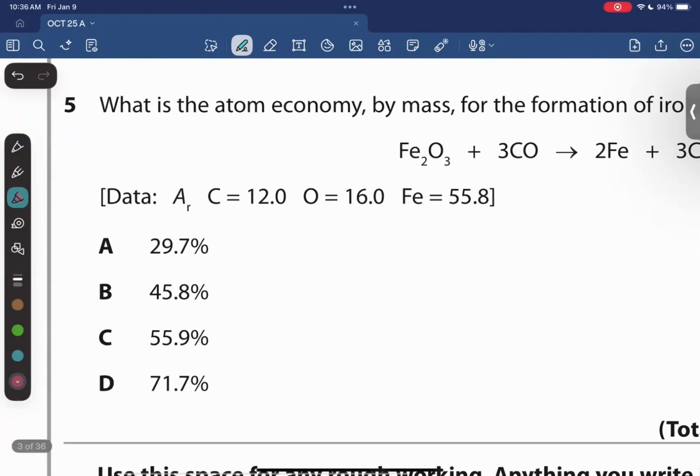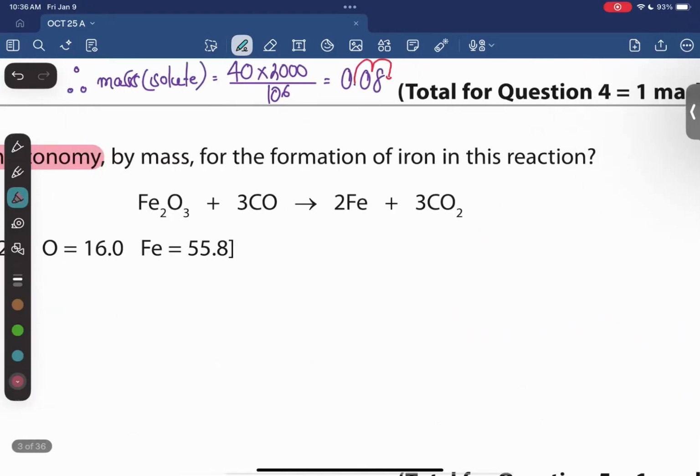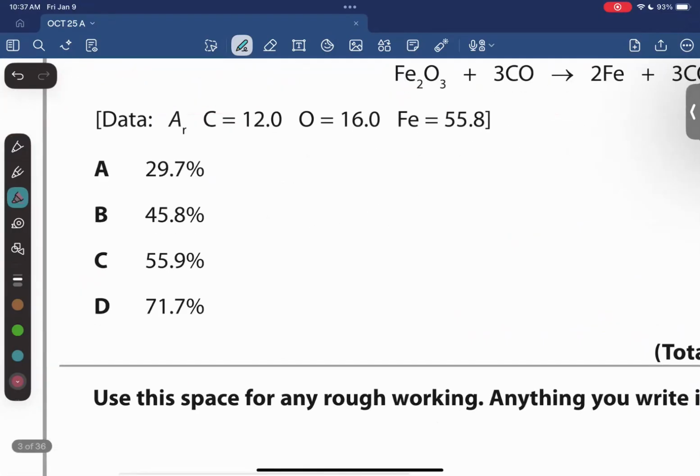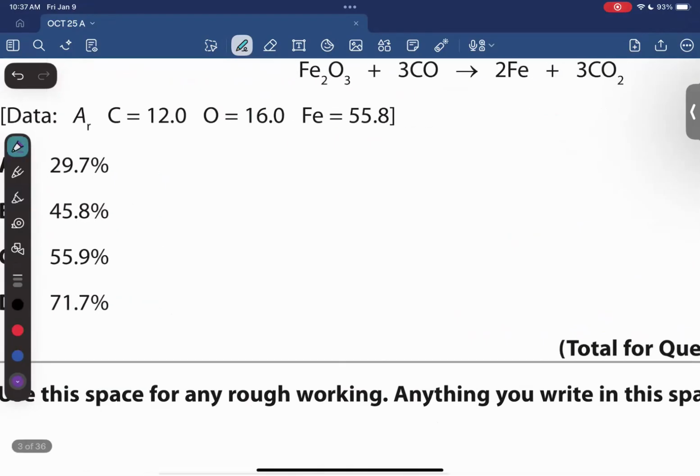What is the atom economy? Another basic question and another common question as well. What is the atom economy by mass for the formation of iron? So this iron is basically your desired product, okay? So how do you figure the atom economy of something? The atom economy has a formula.